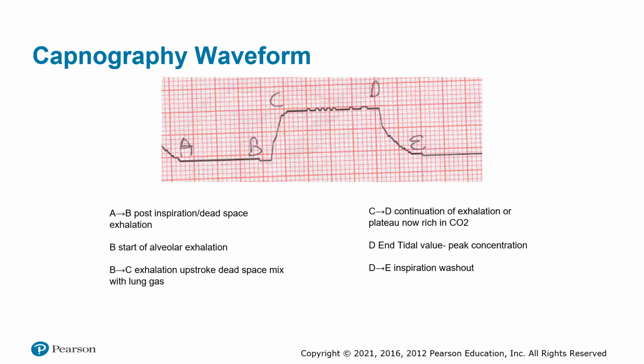C to D is the continuation of the exhalation, and we want this square. We don't want a shark fin or lower or anything like that. D right here is the end tidal value. This is the peak concentration. This is where you're going to get that 35 to 45 number.